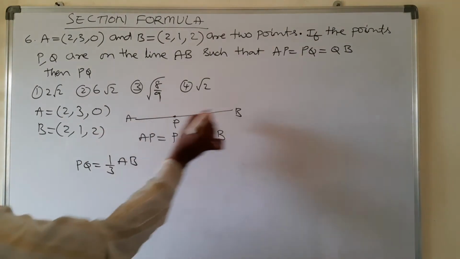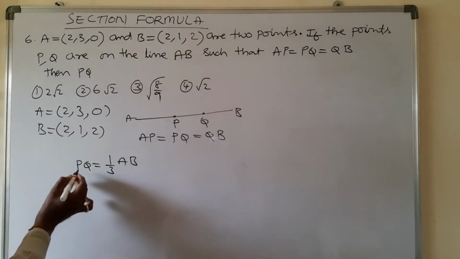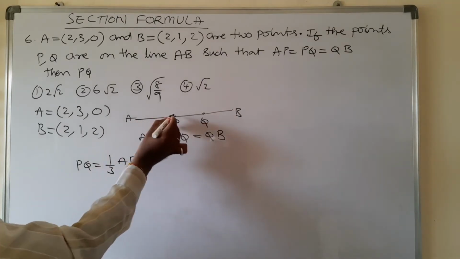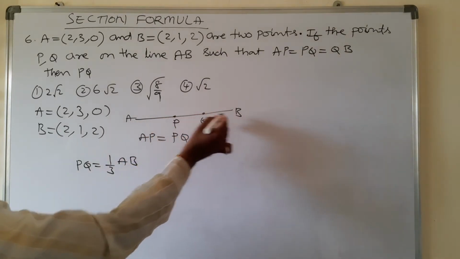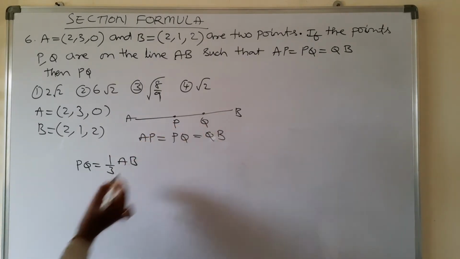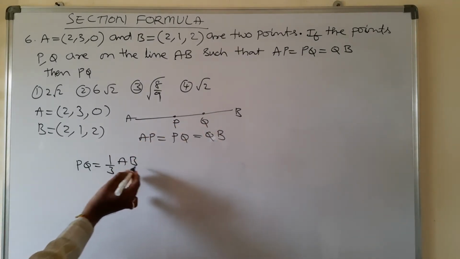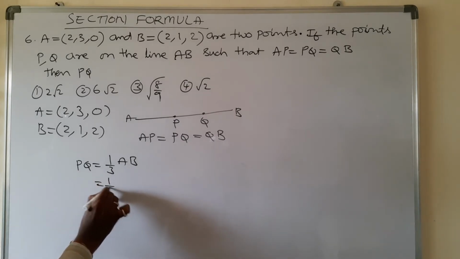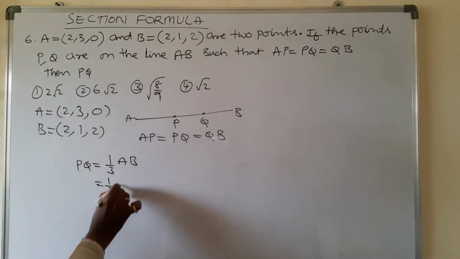Here the line segment endpoints are given. Then AP equal to PQ equal to QB is the condition for points of trisection. P, Q are the points of trisection, then PQ is equal to 1/3 of AB, 1/3 of the distance between A and B.